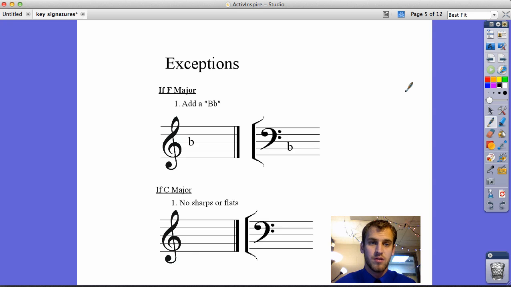The exceptions to the rule: if it's F major, you only add a B flat. This is the exception to the rule because it is the first flat. If it's C major, there are no sharps or flats, and so the key signature stays blank.